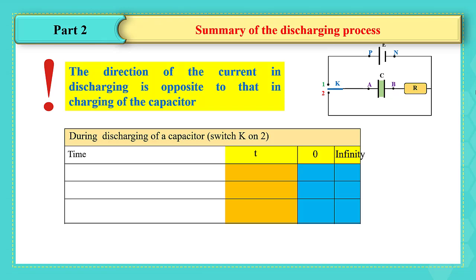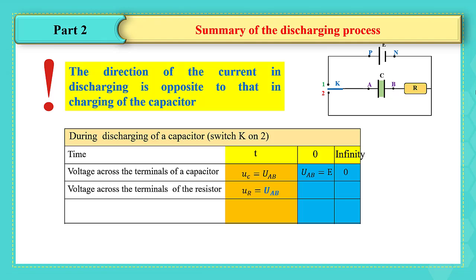In this table, we are going to sum up the voltage across the capacitor and the resistor and the current inside the circuit throughout the discharging process. First, the voltage across the terminals of the capacitor at any time is given by UC equals UAB. At the beginning of the discharging process, the capacitor is fully charged, then its voltage is equal to E. At the end of the discharging process, the voltage of the capacitor is equal to 0.